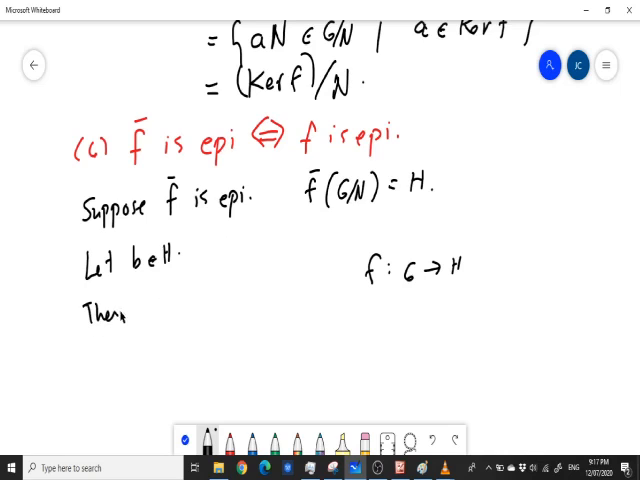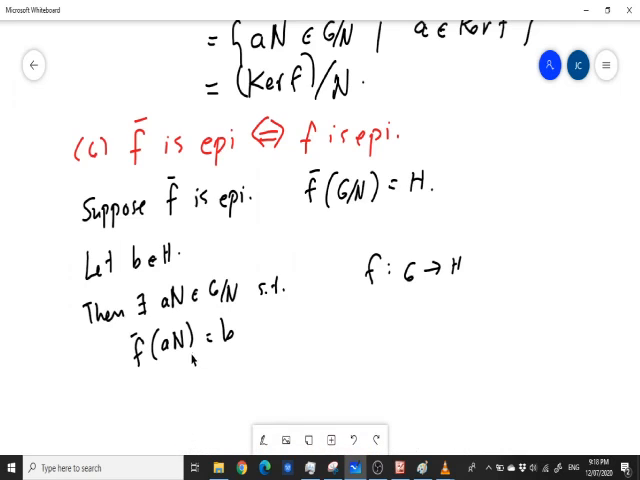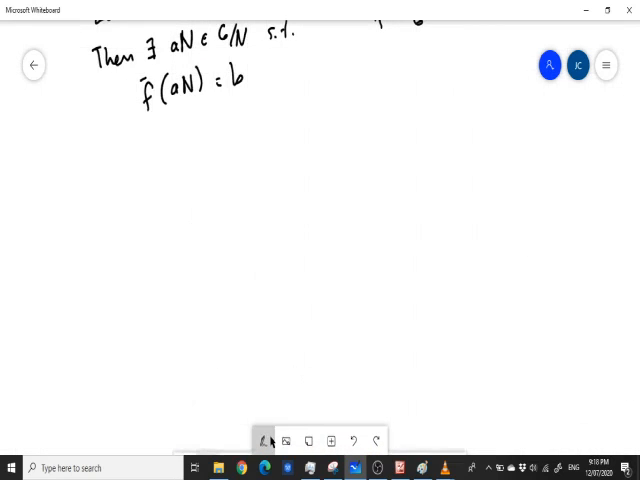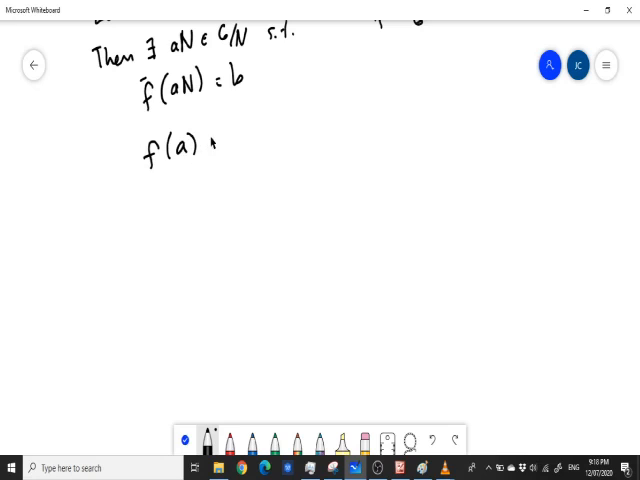Then there exists an in G mod n such that f bar of an equals p. What does it mean? By definition, this is f of a equals p, right? And therefore, f is epi.